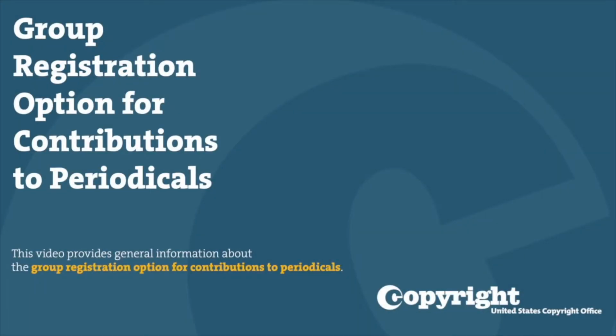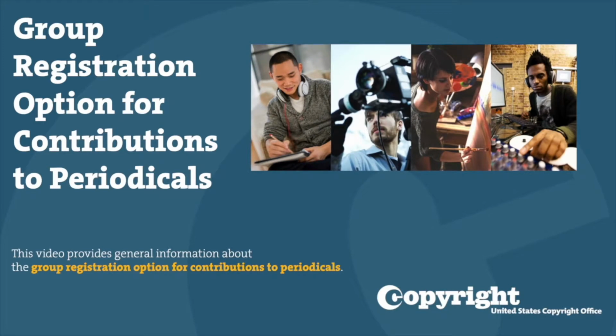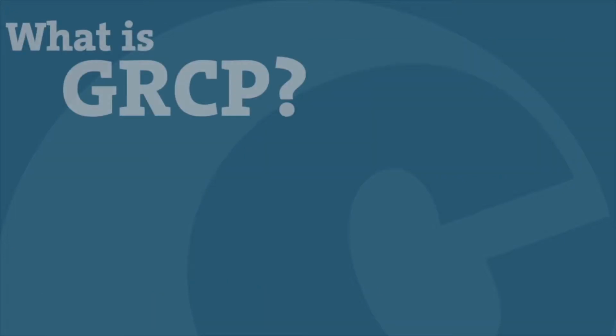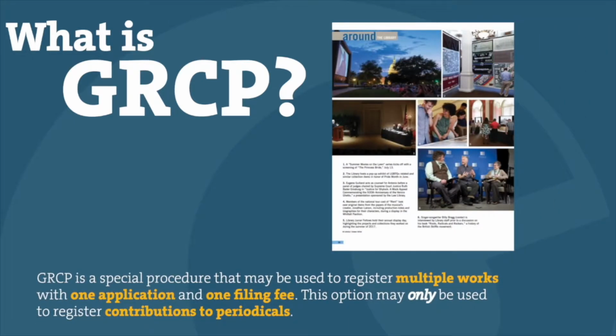This video provides general information about the group registration option for contributions to periodicals. This option is known as GRCP. What is GRCP? GRCP is a special procedure that may be used to register multiple works with one application and one filing fee.